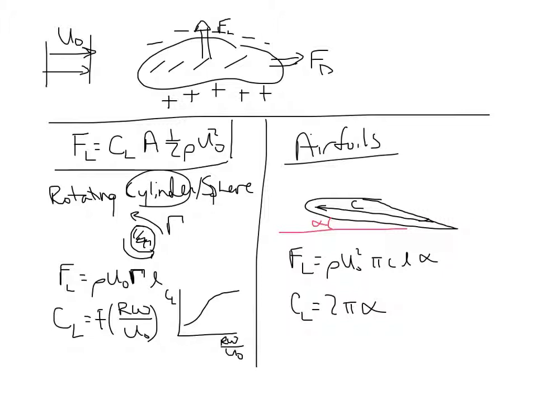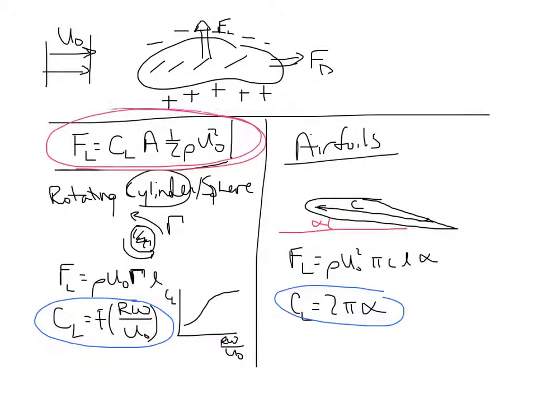Now, there's a bunch of other factors that come in here when alpha gets to be too large. Drag forces start to play a role. Separation can really get changed if alpha gets too large, and that's when stall sets in. But at small angles, this works well. For rotating cylinders or spheres, we have this formulation. And in the end, in all of these cases, we just use our lift force formulation that's directly analogous to the drag force formulation.